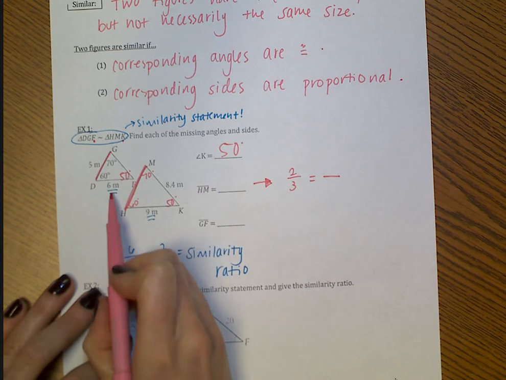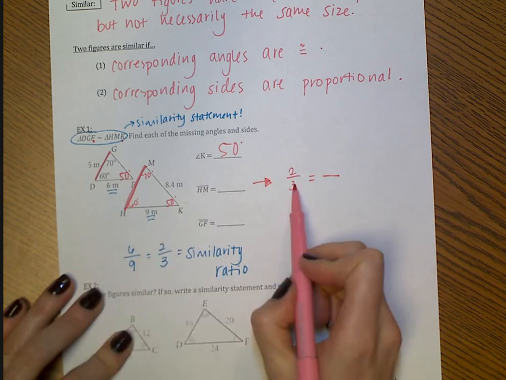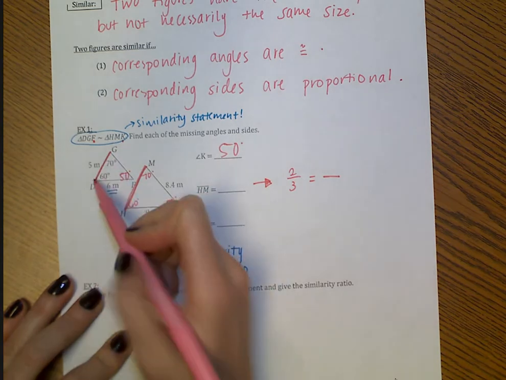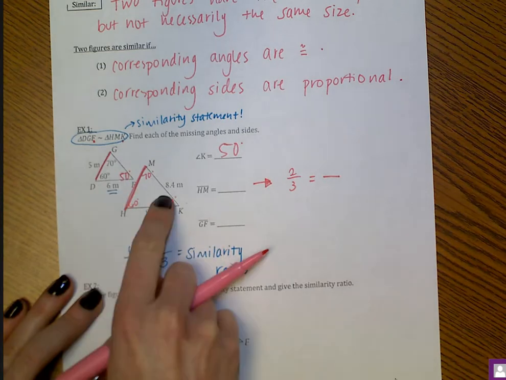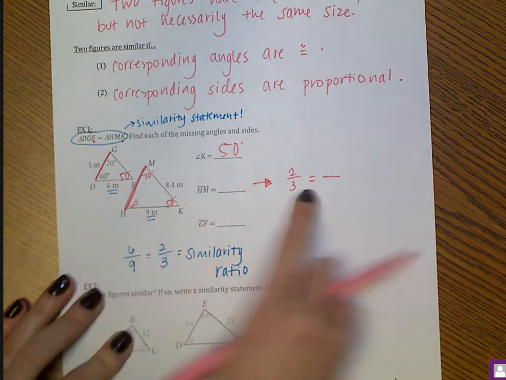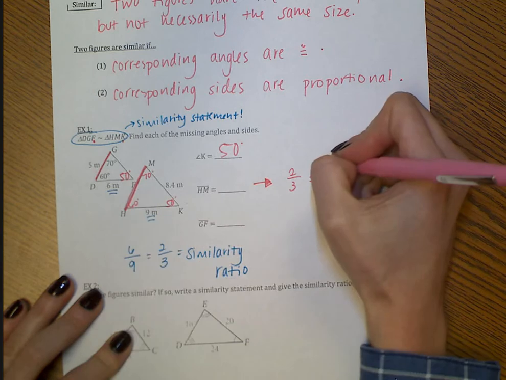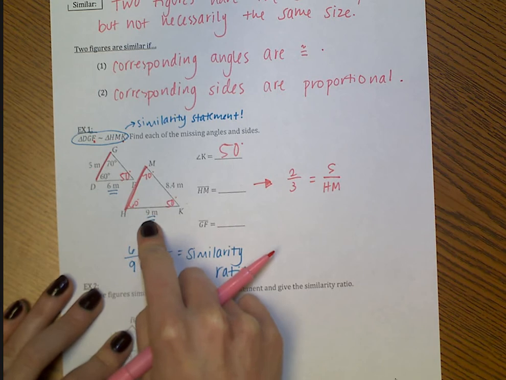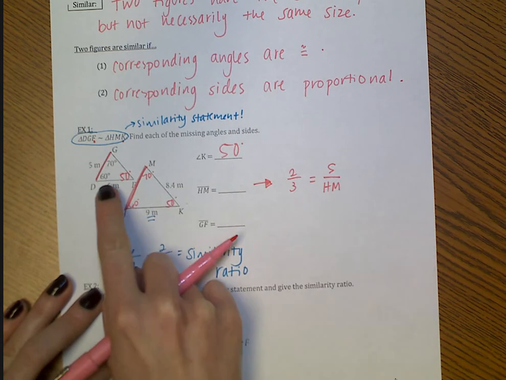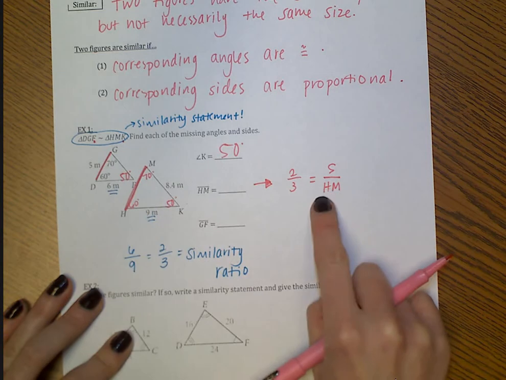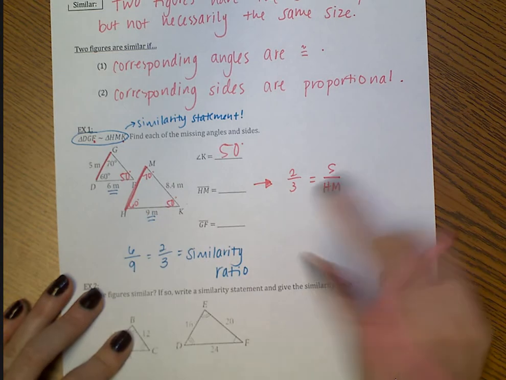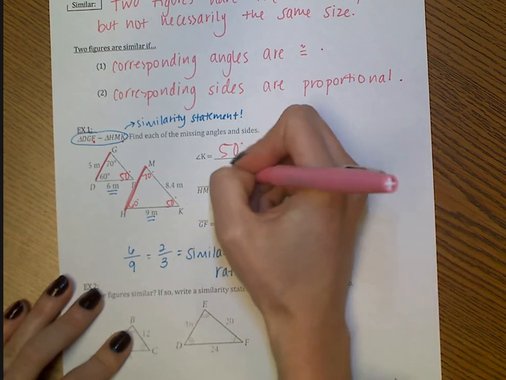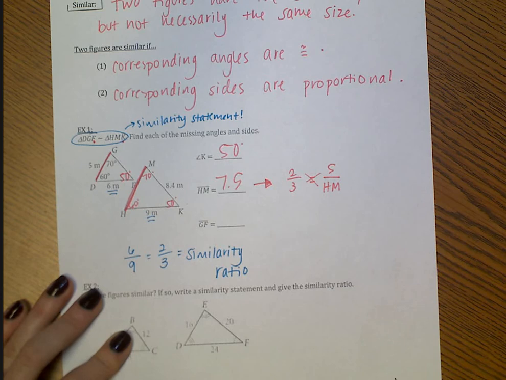So let's see, I went little triangle over big triangle, so I'm going to stay consistent, just like we saw last time. HM, we said, goes with DG. So I did little over big, so I'm going to say this should equal 5 over HM, should be in the exact same ratio as the original sides were, 2:3 or 6:9. Okay, so I did this over this equals 5 over HM. So I'm looking at something like this, which we all should be able to solve. 3 times 5 is 15 divided by 2. HM should be 7.5. I'm just cross multiplying and dividing.